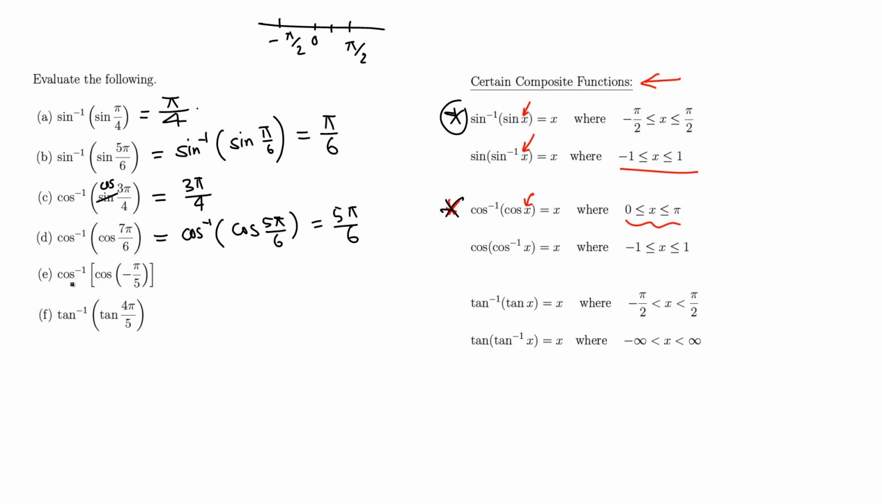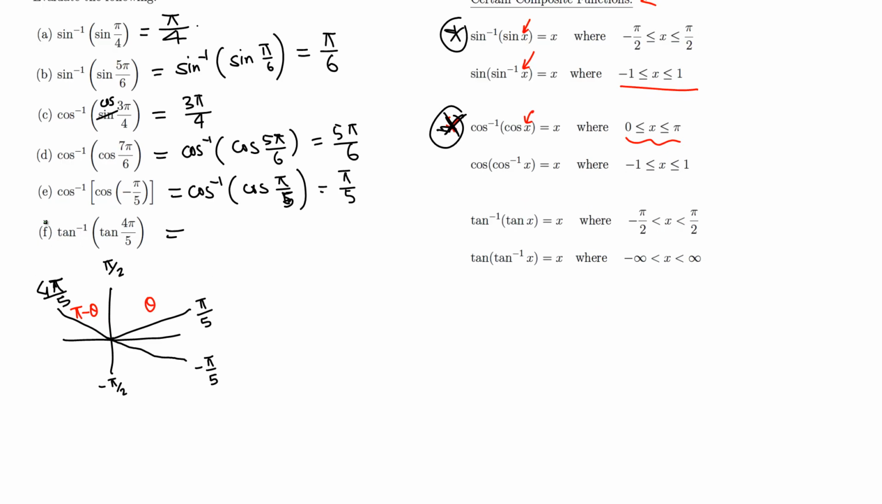Part E, cosine inverse of cosine negative angle. We learned earlier that cosine is an even function, so cosine of a negative angle is the same as cosine of the positive angle. Just pi over 5. And pi over 5 is in between 0 and pi, so we can simply apply this rule. Cosine inverse cosine cancel, pi over 5. And in the same way, let's do part F.